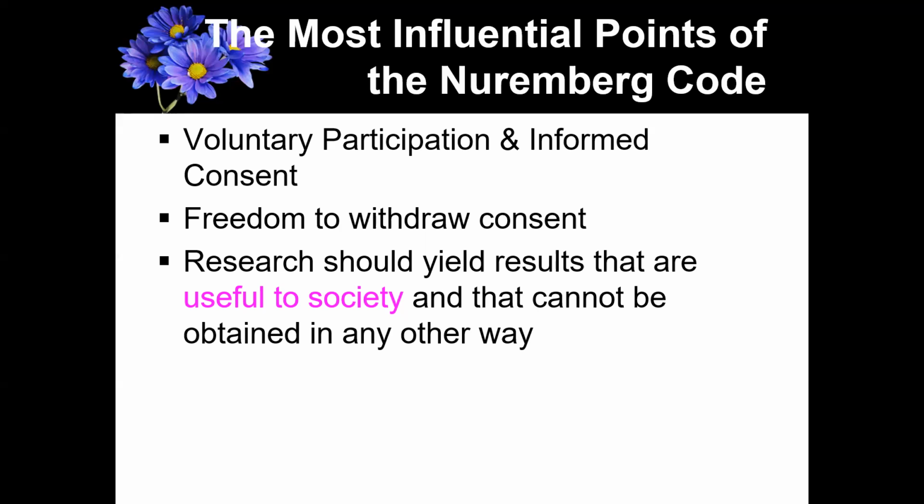The big one is that research should yield results that are useful to society and cannot be obtained in any other way. Okay, so when you try to get your ethics approved for your research, there's something known as the IRB, which we might talk about a little bit, but they're just a review board, and they review the ethics of studies before you're allowed to run them.